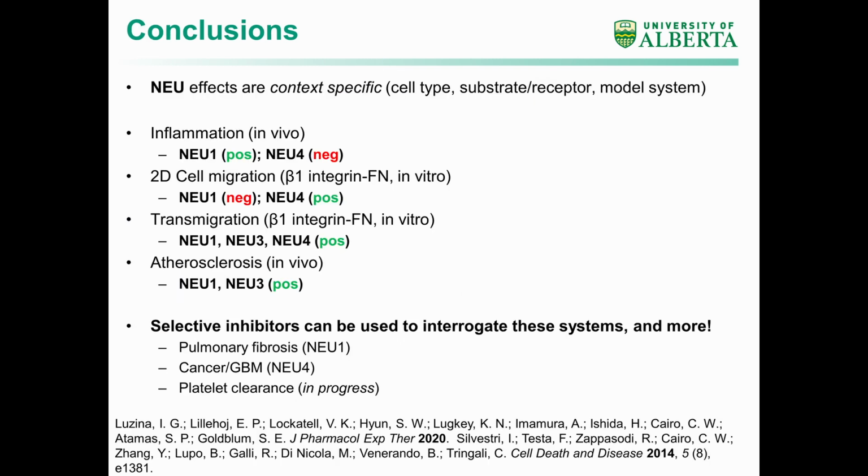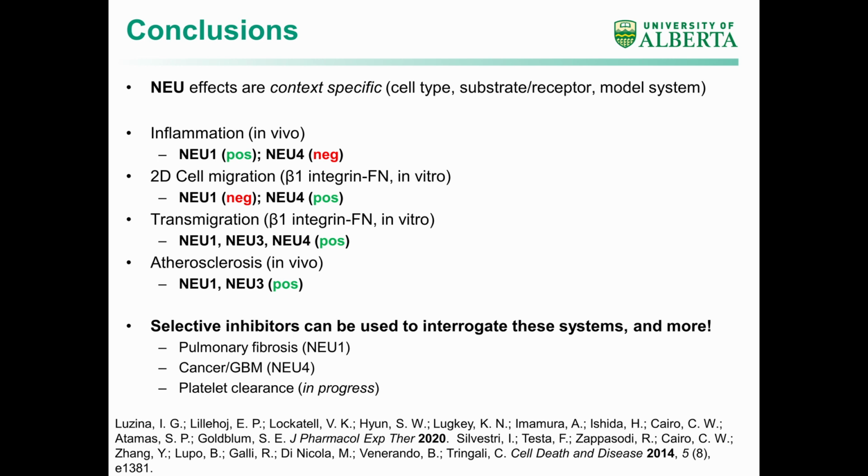So I'm going to wrap up there, and so my main conclusion here is that neuraminidase effects are absolutely context specific, like much of glycobiology. And just some of the examples I showed you today, right? So in inflammation, we see NEU1 and NEU4 are opposite. In 2D cell migration, we see that NEU1 and NEU4 are also opposite the other way. In transmigration with a beta-1 integrin, at least in some cell types, this seems to all be the same type of effect. And in atherosclerosis, we've found so far that NEU1 and NEU3 all are positive regulators in that system.